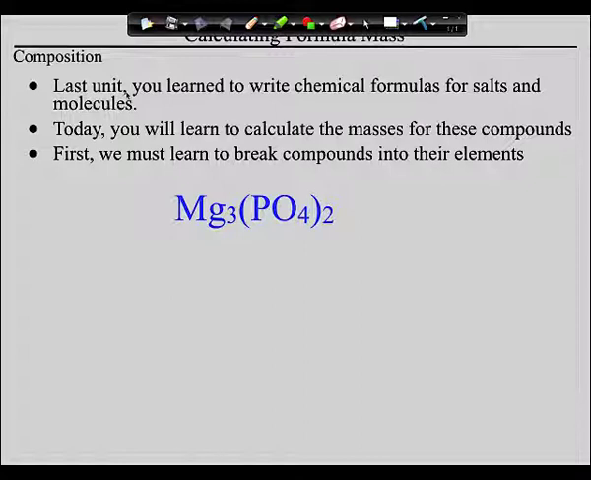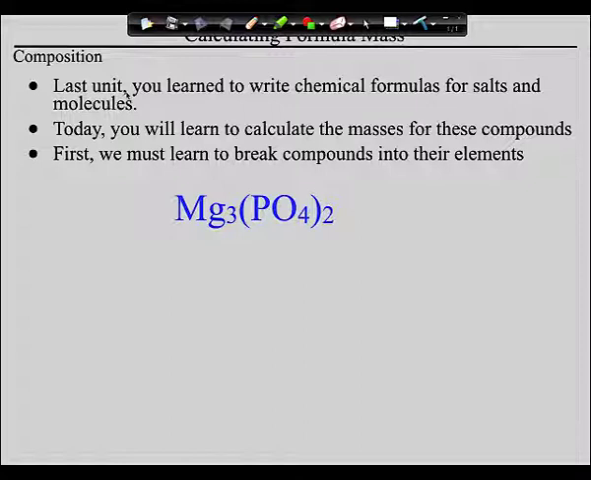And let's talk really quickly. Guys, what is this compound? First of all, is it a salt or a molecule? It's a salt. How do you know? How do we know it's ionic? Magnesium is a metal. And anytime we've got a metal first, we know that it's a salt because those form ions. So guys, this is a salt.